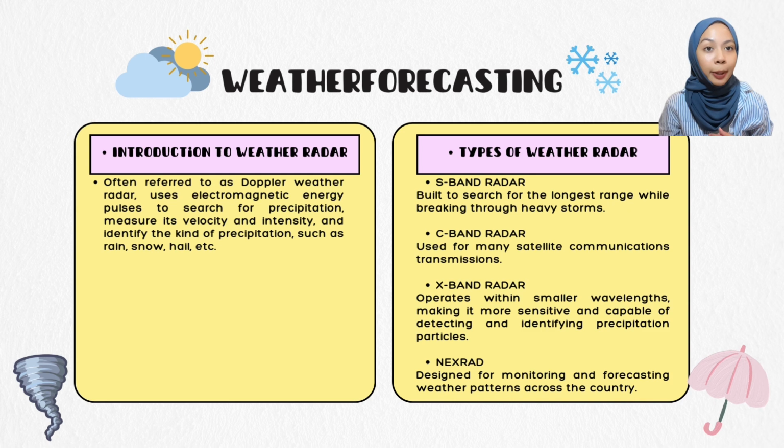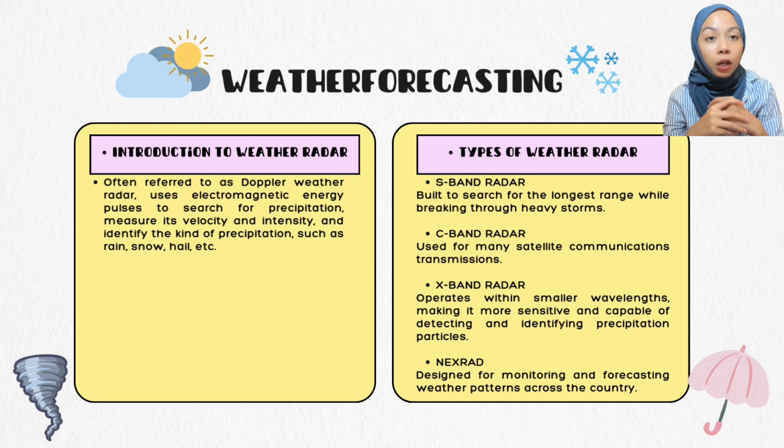Next, we have the types of weather radar. First is the S-band radar, which is built for the longest range as well as the capability of handling heavy storms. Second, we have the C-band radar, which is used for many satellite communications transmissions. Third is the X-band radar, which is capable of identifying and detecting precipitation particles. Last but not least, we have NEXRAD, which is designed for monitoring and forecasting weather patterns across the country.